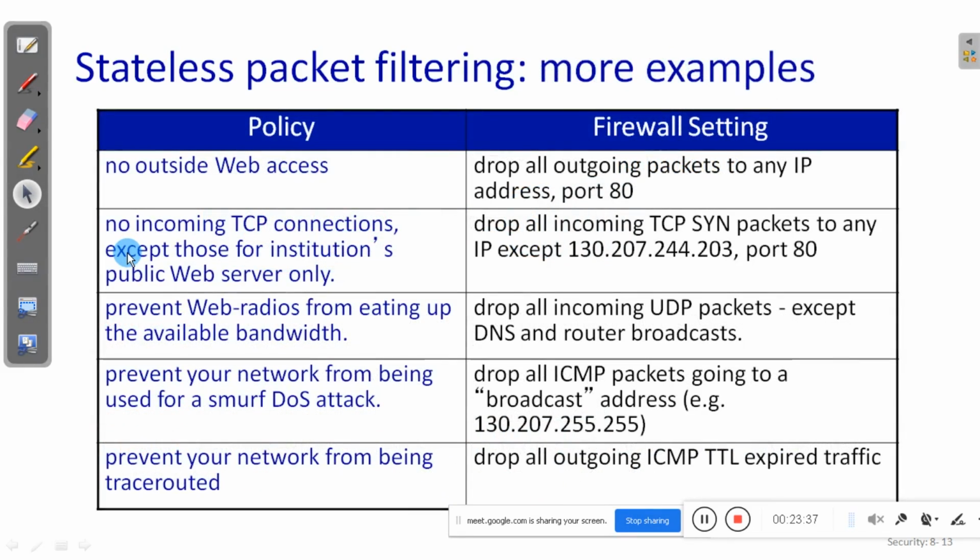Now the stateless packet filtering policies and settings are something like this. No outside web access: drop all outgoing packets to any IP address, port number 80. No incoming TCP connection except those for the institution's public web server: drop all incoming TCP packets except to this port. Prevent web radios from eating up the available bandwidth: drop all incoming UDP packets except DNS. Like this it works. You can see different policies here.